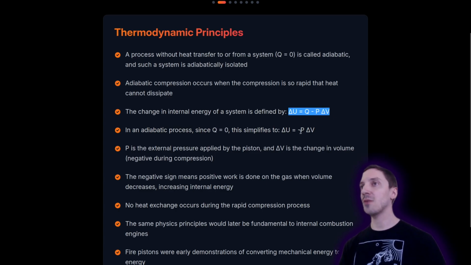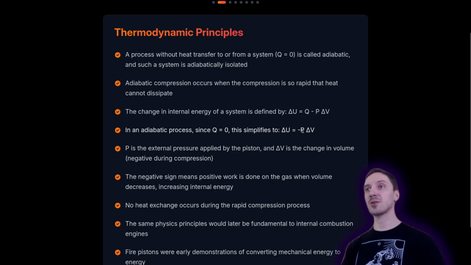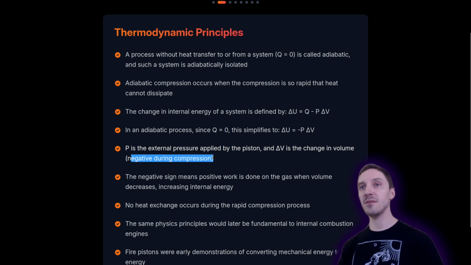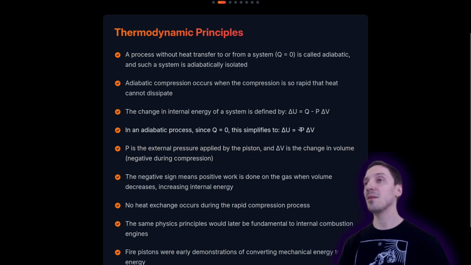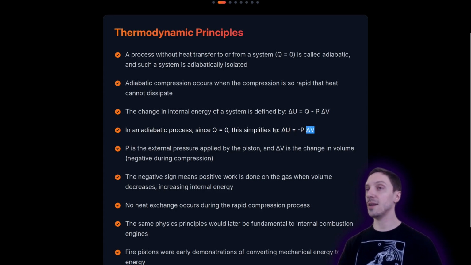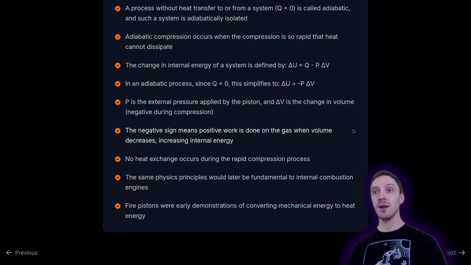That is why this equation simplifies to this, where P is the external pressure and delta V is the change in volume, which is negative during compression. Meaning the double negative produces a positive and the change in internal energy of a system increases. No heat exchange occurs because it's a rapid compression process.